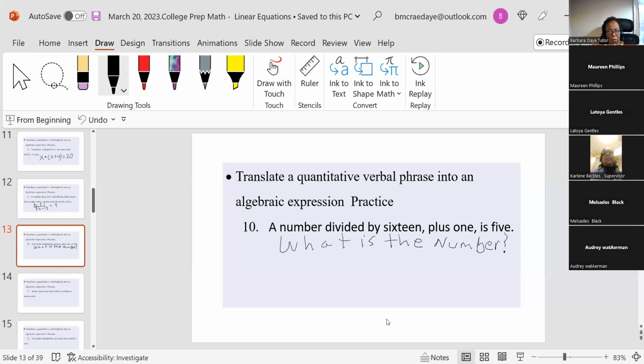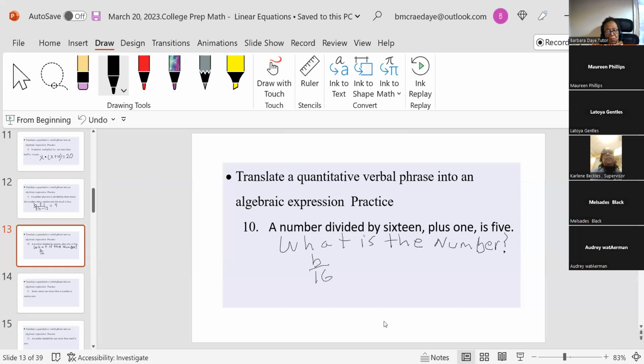Wait, I can only hear one person at a time. Maureen, a number divided by 16. What should I write? I will write B divided by 16. Okay, B divided by 16. That takes care of that.